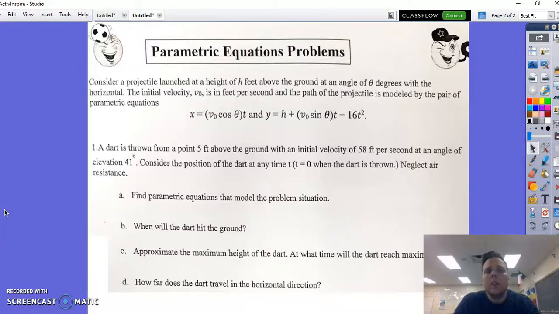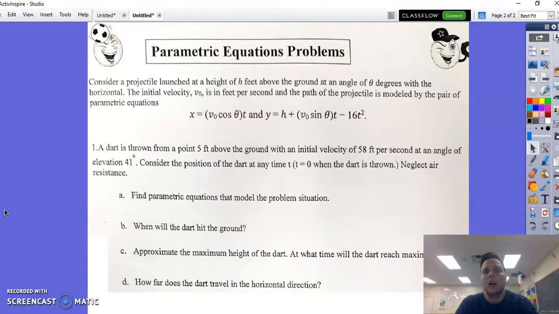Okay, so before we start talking about parametric word problems, I first need to make sure you've taken the parametric equations quiz that is on Canvas. If you have not done so already, stop the video and go take the quiz. The quiz can be found in Canvas inside my class.